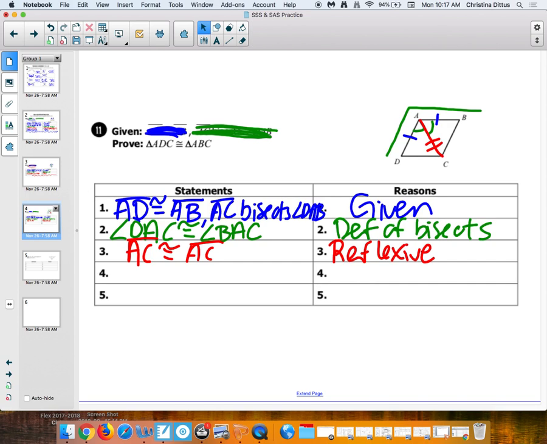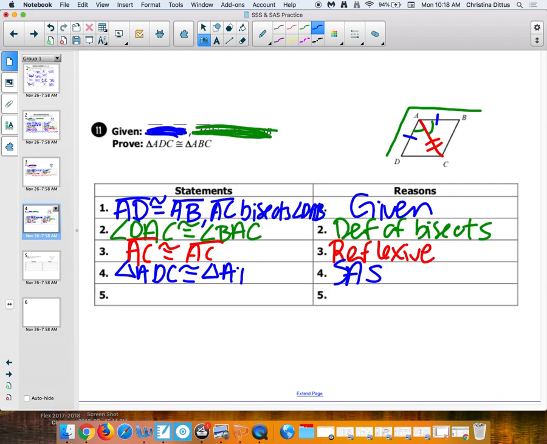Alright, run out of room. What's next? Proof part. Why can I do that? Because I said so? SAS. I can say my triangle ABC is congruent to my triangle ADC because of SAS. Questions there? No? Okay, we got one more.